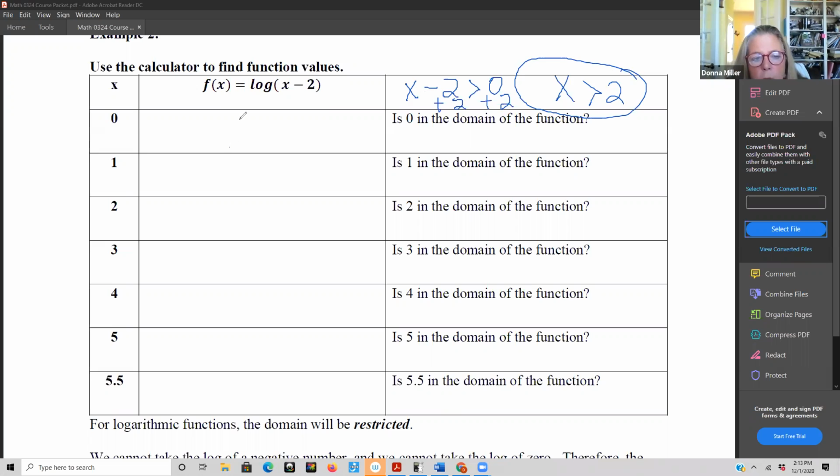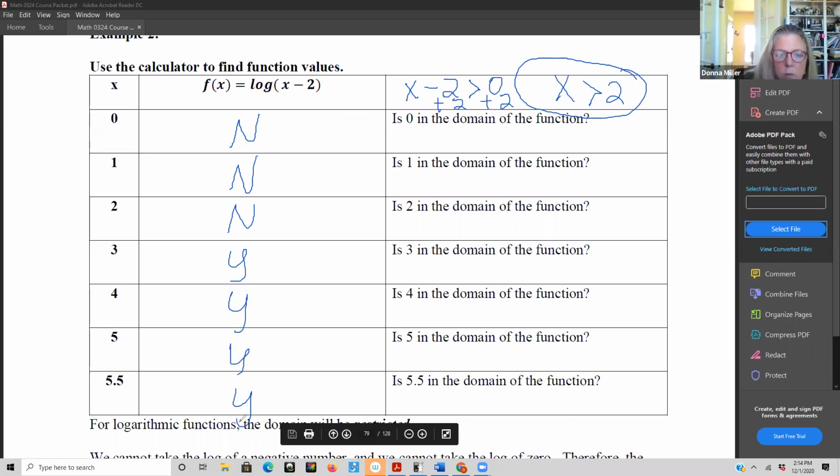So is 0 in the domain? No. Is 1 in the domain? No. Now 2 minus 2 is 0. That's not good because it has to be greater than 0, so 2 is not in the domain. And then everything else beyond that would be. So with logarithmic functions, you must restrict the domain.